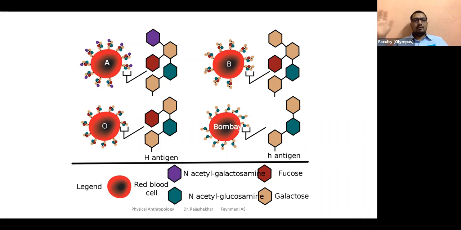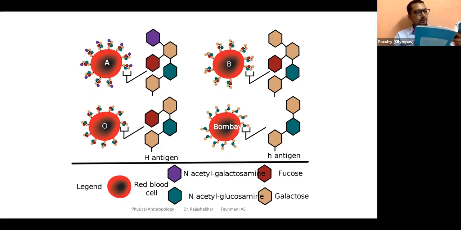Worldwide, how are the ABO blood groups distributed? In India, how are the ABO blood groups distributed? And some key observations that we make with respect to the ABO blood groups, where they can be good markers in studying some populations. So, the anthropological relevance of blood groups, we are going to talk about that.